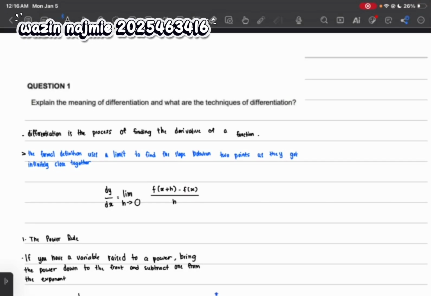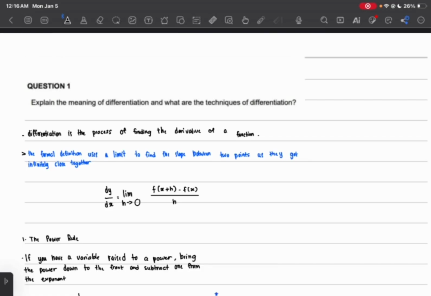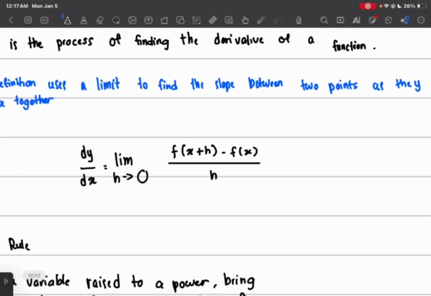Question 1. Explain the meaning of differentiation and what are the techniques of differentiation. Differentiation is the process of finding the derivative of a function. The formal definition uses a limit to find the slope between 2 points as they get infinitely close to each other, which is this formula.